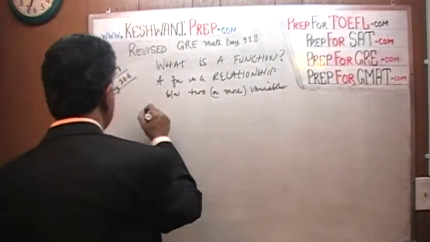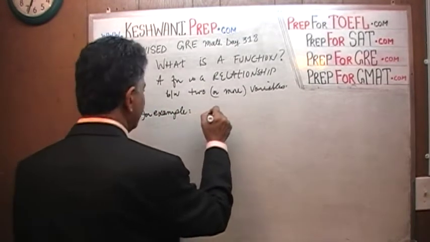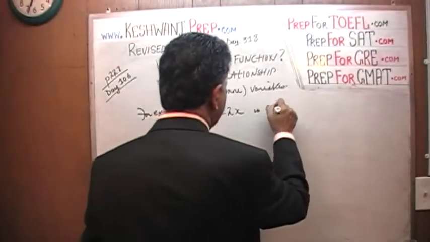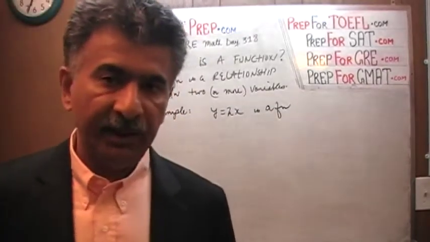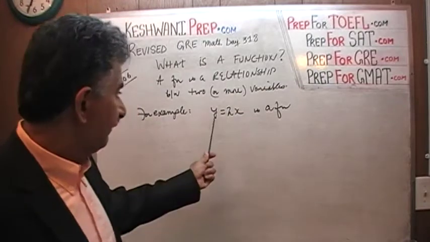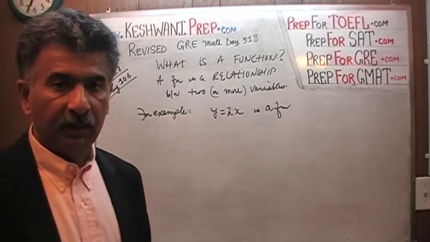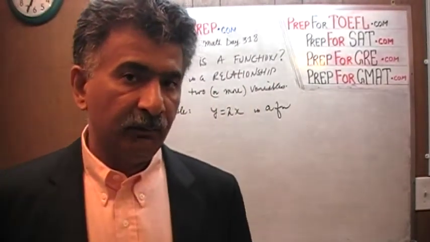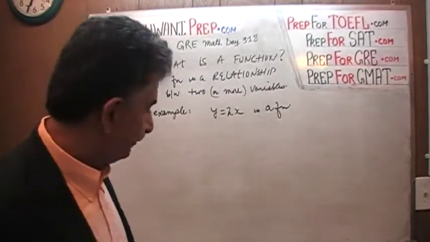For example, y is equal to 2x is a function. This is a function because it shows a relationship between the variable x and y. It shows us how x and y are related. It tells us that the value of y is 2 times the value of x. That's the relationship. X and y are related in the sense that the value of y is 2 times the value of x, or if you like, the value of x is half the value of y. It's a relationship. It's a function.